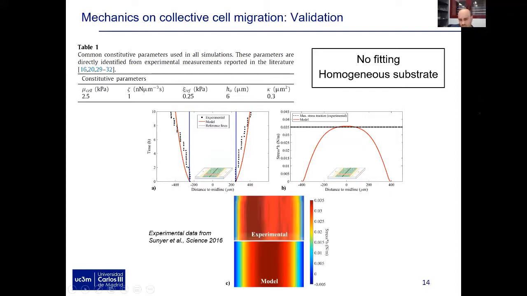Basically, the first thing we did is test the model on top of a homogeneous substrate. We took this experimental data I mentioned before from Sanger et al. in Science. What we can observe here is that these black dots are the experimental results, and these red lines are our model prediction. In terms of migration dynamics, what we are observing here is the distance to midline, the expansion of the epithelial monolayer over time, up to 10 hours. According to the results, we found a very good agreement between model prediction and experimental data.